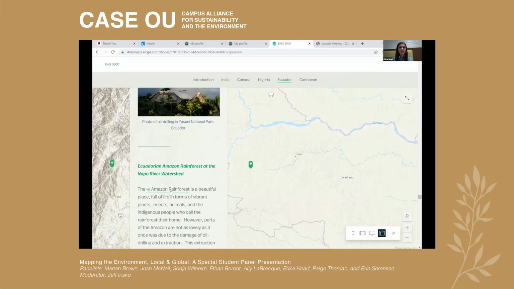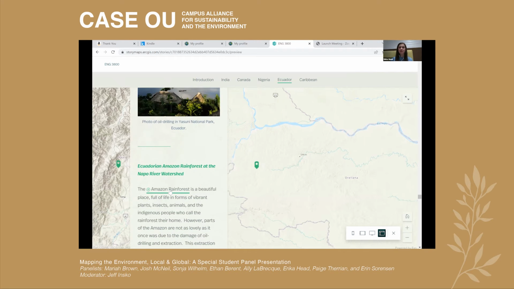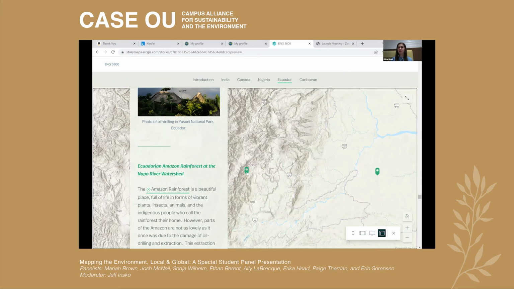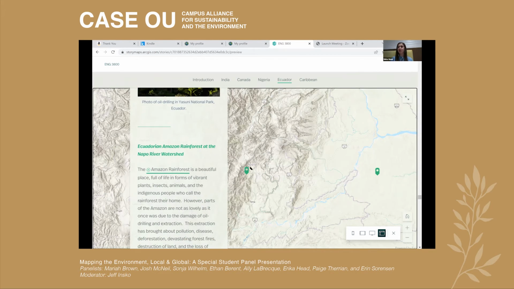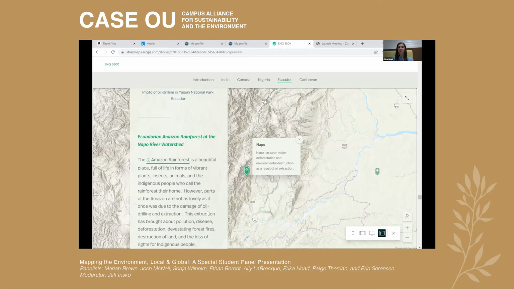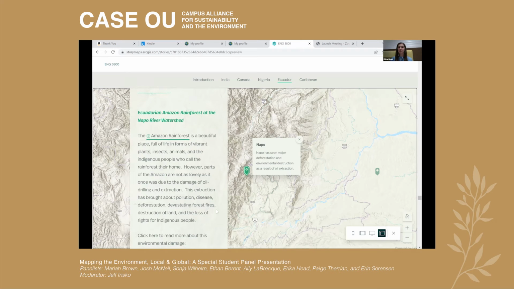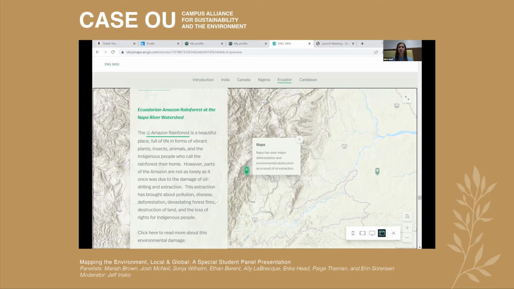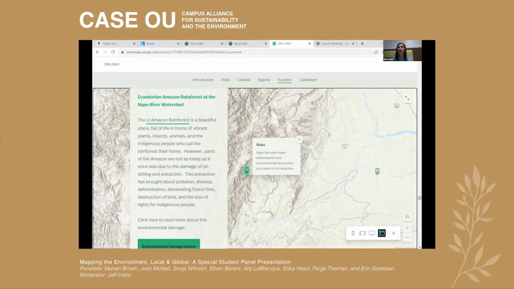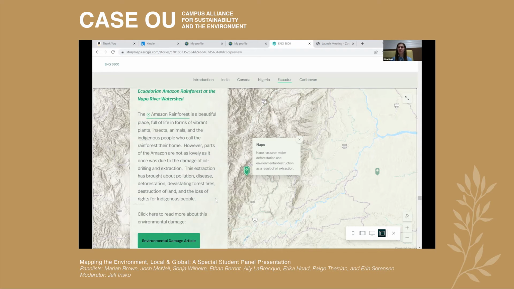And another site of extraction is the Ecuadorian Amazon rainforest. It's located at Napo River watershed, which Allie was just able to show us on the map. It's kind of cool. You're able to click what she hyperlinked and it will take you to the map. And this park was damaged due to extraction, which has brought pollution, disease, deforestation, forest fires, and the destruction of various land. All of this destruction involves the loss of rights for indigenous people.